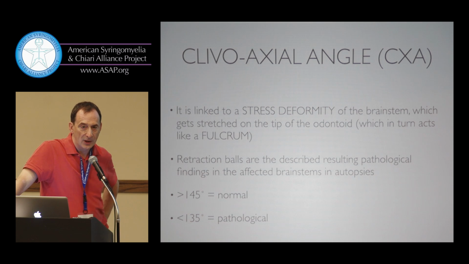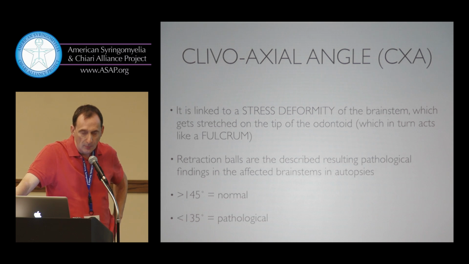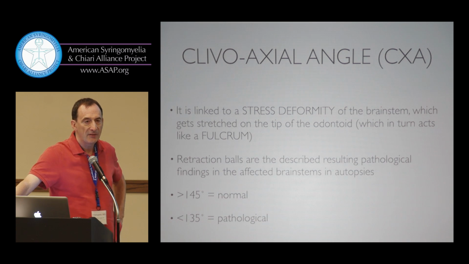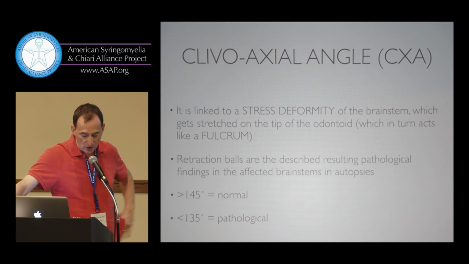What are the normal values? What are the pathological values? More than 145 is what's normal. Between 144 and 136 is borderline. Everything less than 135 is pathological.